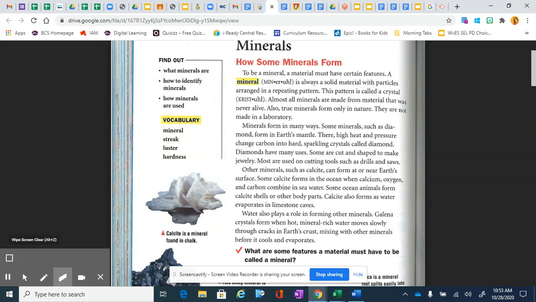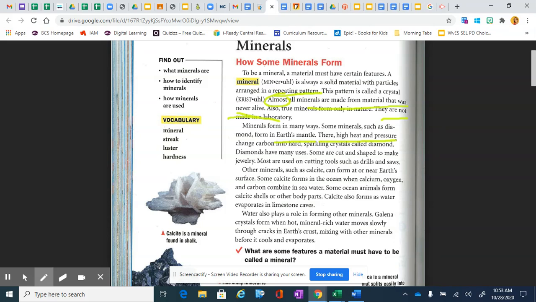A mineral is made up of a repeating pattern, and it's almost always made of a material that was never alive, and they are not made in a laboratory. Minerals are formed in the Earth's mantle, some of them. Some of them are formed in the Earth's crust.